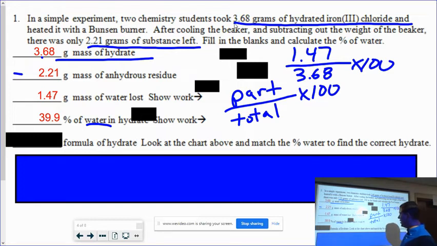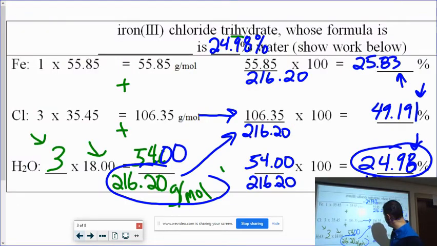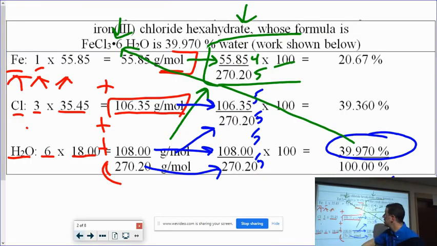So what's the formula from the chart above? Well, if we look at that chart above, we did one with 6 waters. That was the top one that was done for us. And then we did the next one with 3 waters. So what we would do is match this 39.9% to those two. Our percent water for this one was 24.98%. In the one that was done for us already, we got 39.970. And what we just calculated was 39.9%. That's pretty darn close to the actual data.